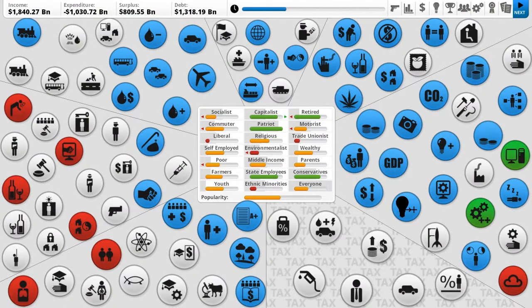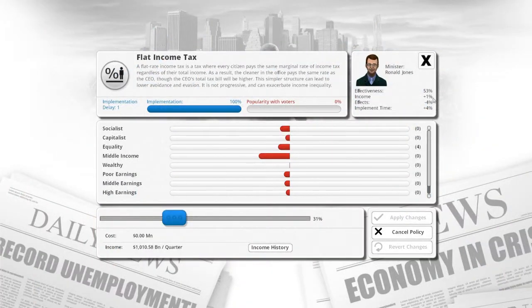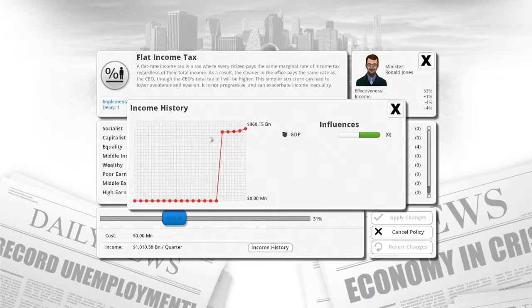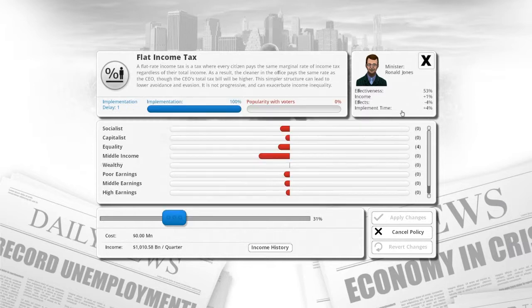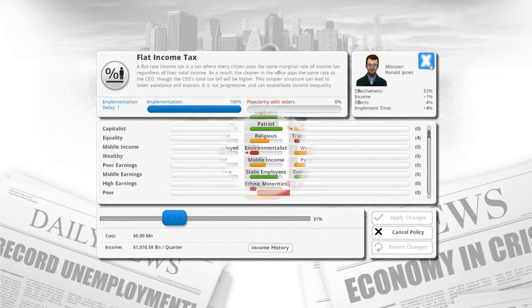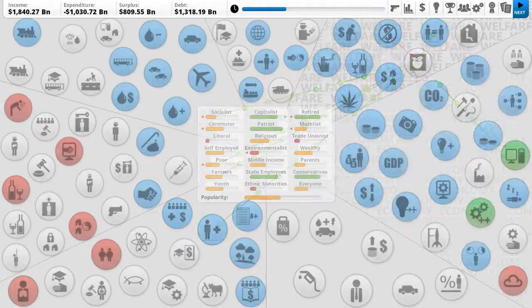You know what? Oh. Yeah. Look at that. Because the GDP. Well, yeah, it started right here. Okay, I see. Yeah. That's pretty cool. We can lower income taxes as long as the GDP stays high.